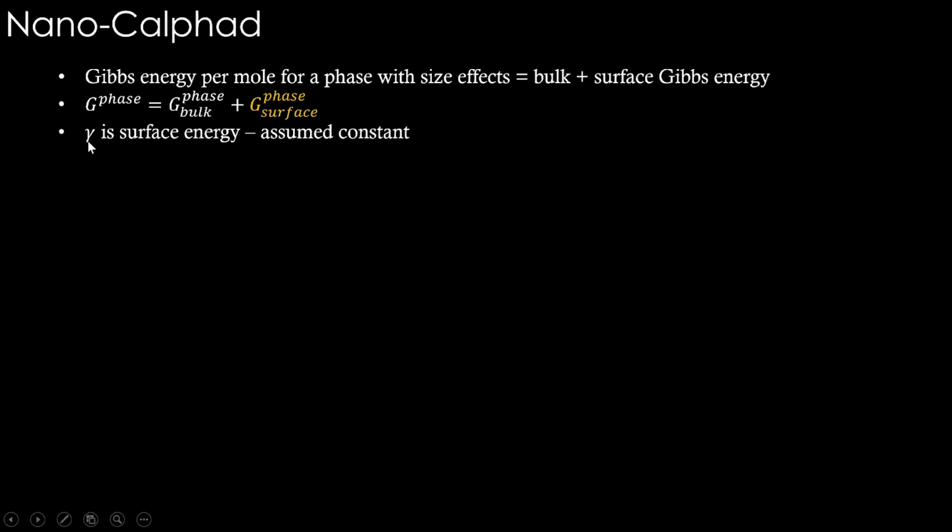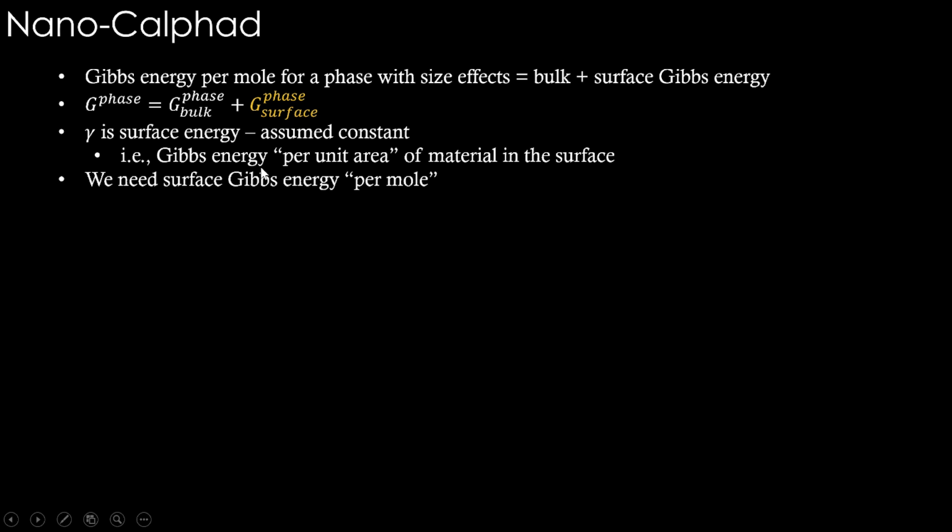In one of the previous classes, we talked about gamma being the surface energy, and if this is assumed constant, we can proceed with some of the treatments to get this G phase surface. This is basically Gibbs energy per unit area of material in the surface. This gamma is the Gibbs energy per unit area, right? Surface energy is basically that. What we need is surface energy per mole, because this is Gibbs energy per unit area. The Gibbs energy of a phase is usually in joule per mole, so we already have this in joule per mole. We need the surface Gibbs energy in the same sense, Gibbs energy per mole.